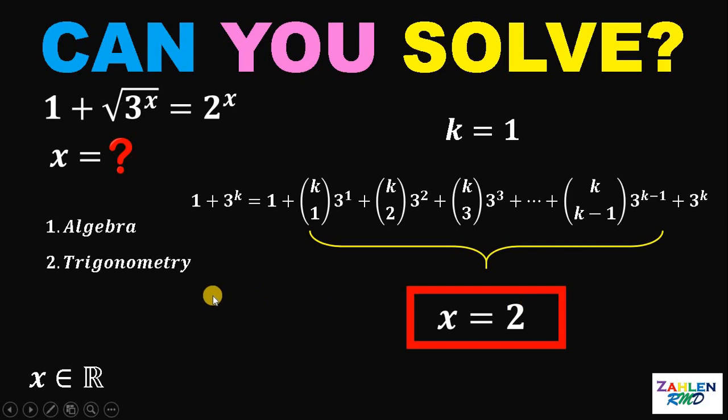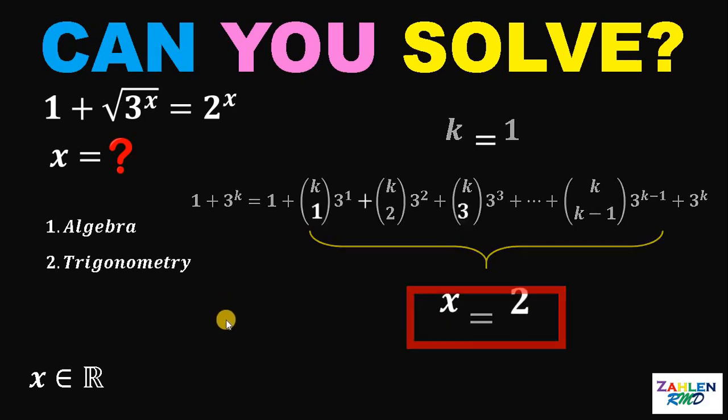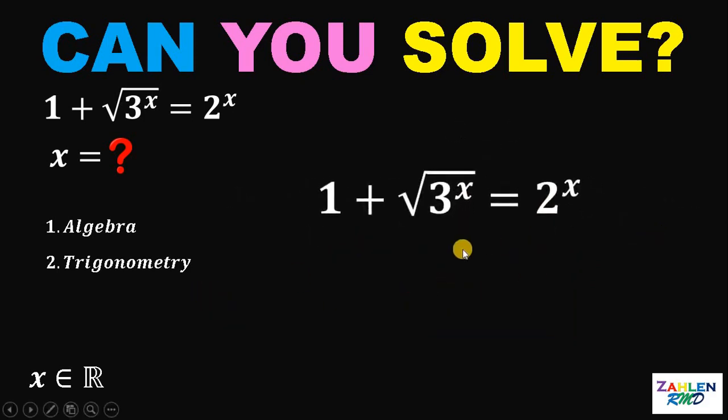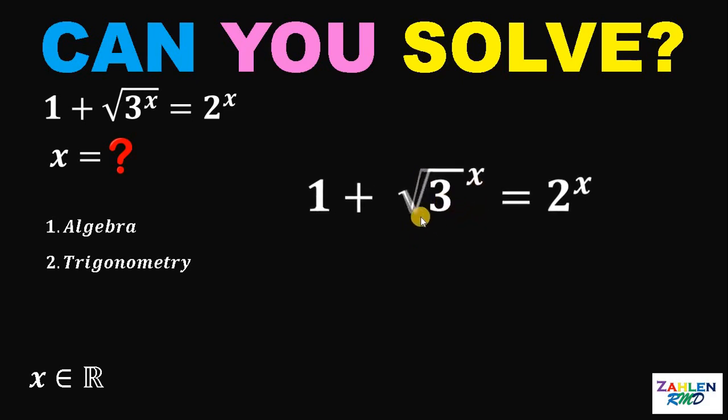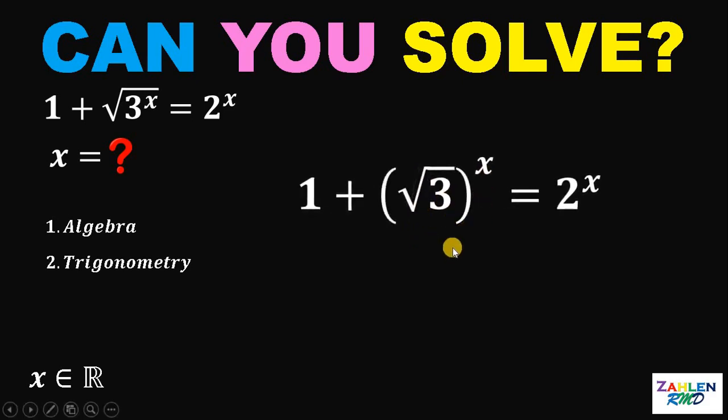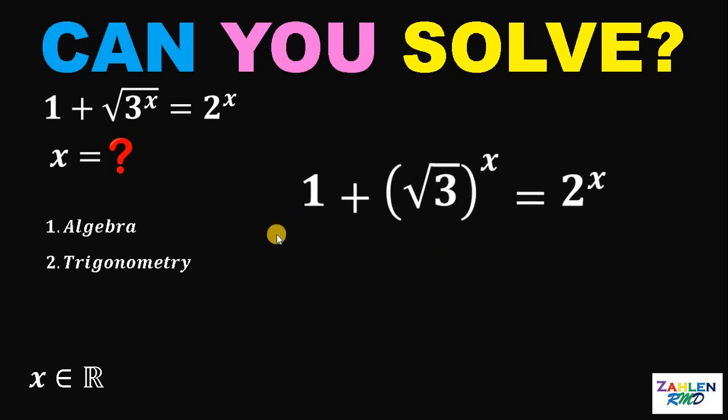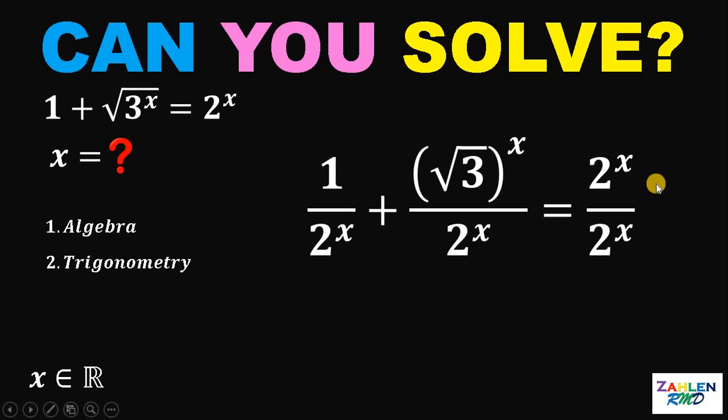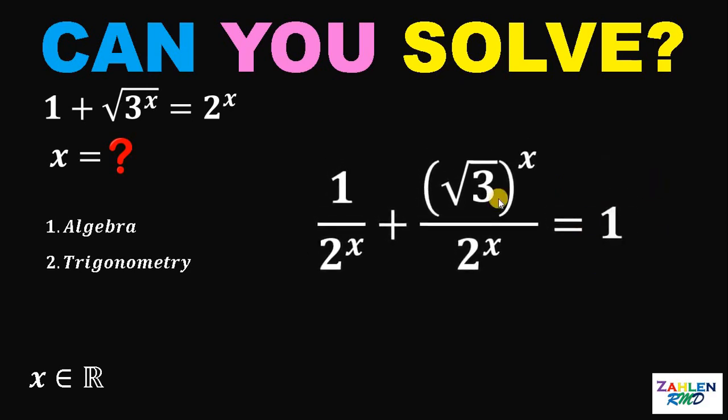Now, let's move on to our second solution using trigonometry. So let's go back to our equation. 1 plus square root of 3 raised to x equals 2 raised to x. Now, at this point, let's divide all terms by 2 raised to x. Now on the right hand side, 2 raised to x over 2 raised to x is just 1. And 1 can be written as 1 raised to x because we know that x is a real number.